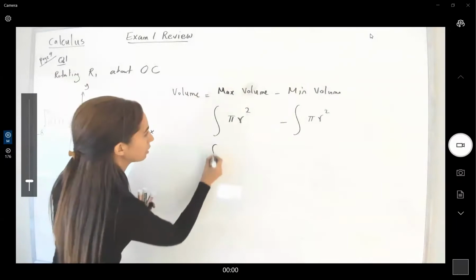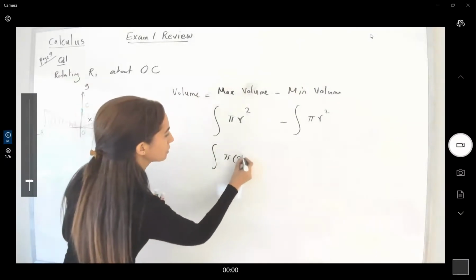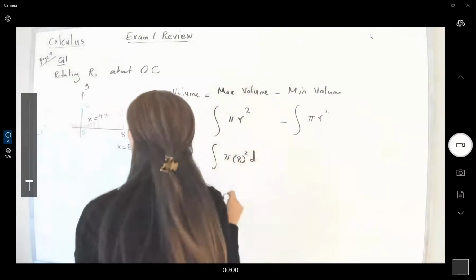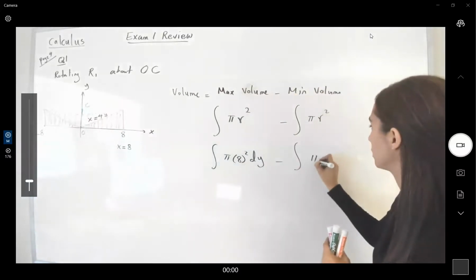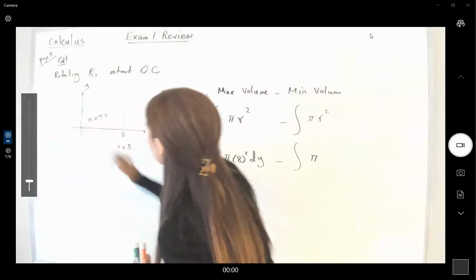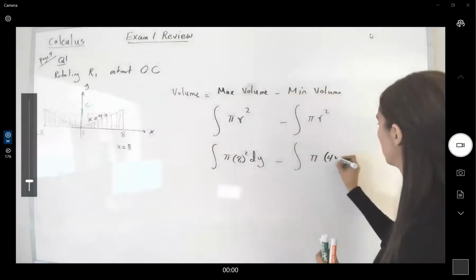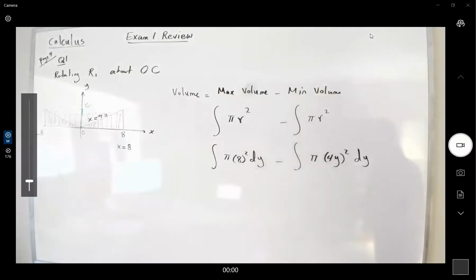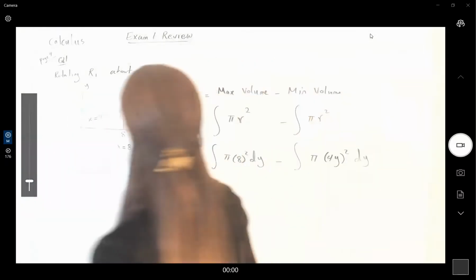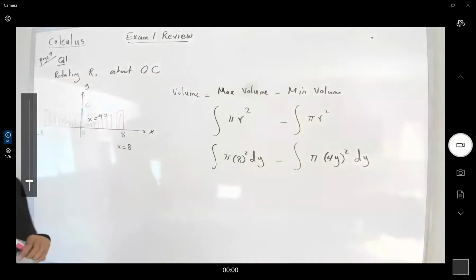So here you have the integral of pi times 8 squared dy, minus the integral of pi r squared, where your r is 4y, squared, dy. You can calculate each of these separately and then get the volume of this object rotated around OC.